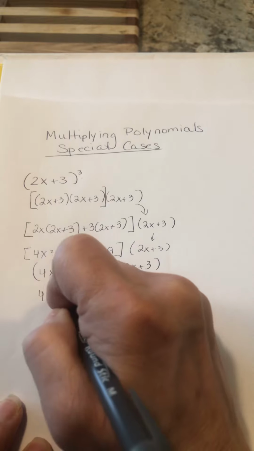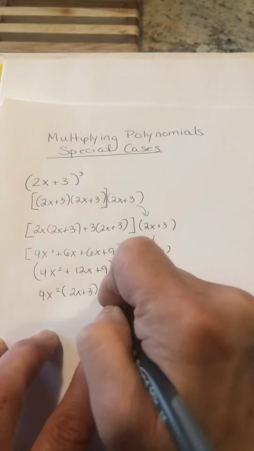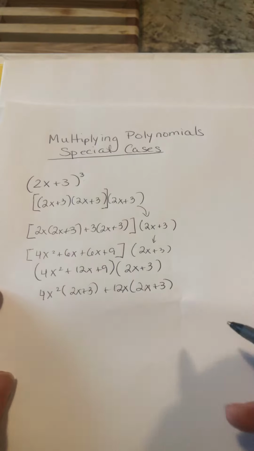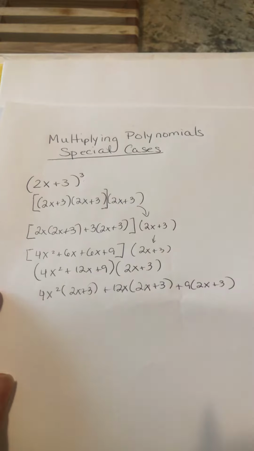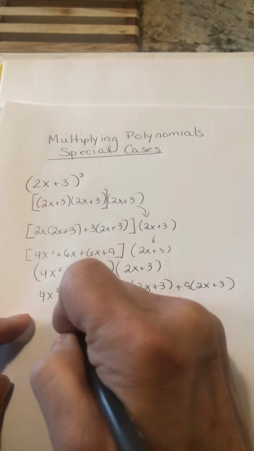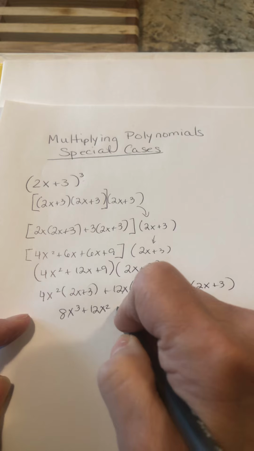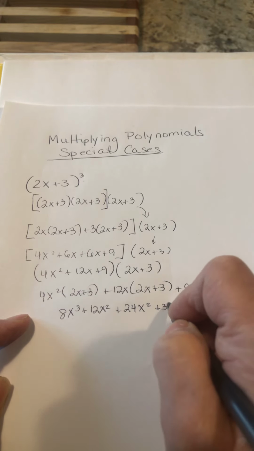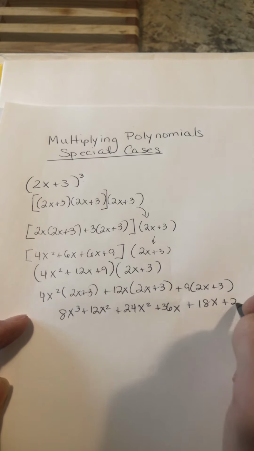And now we can multiply this trinomial by this binomial using the same methods that we did before. So we can take our 4x squared and multiply it by the 2x plus 3. And we can take the 12x and multiply it by the 2x plus 3. And we can take the 9 and multiply it by the 2x plus 3. So distributing one step more, we have 8x cubed plus 12x squared plus 24x squared plus 36x plus 18x plus 27.